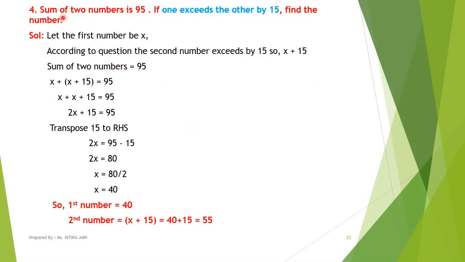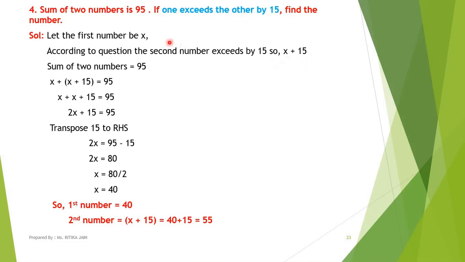Fourth question. In this question you are given the sum of two numbers, that is 95, and one number exceeds the other by 15. So very easy question. Let's assume the first number be x. What would be the second one? It exceeds the other by 15. So obviously the second one will be x plus 15.